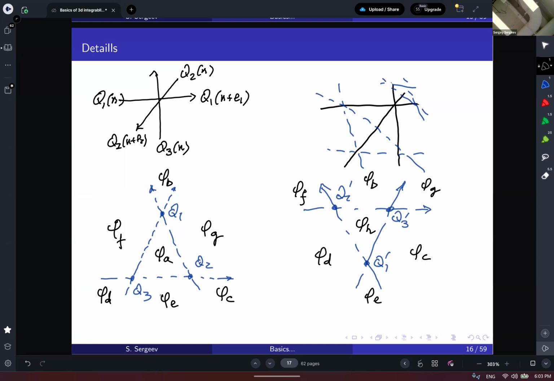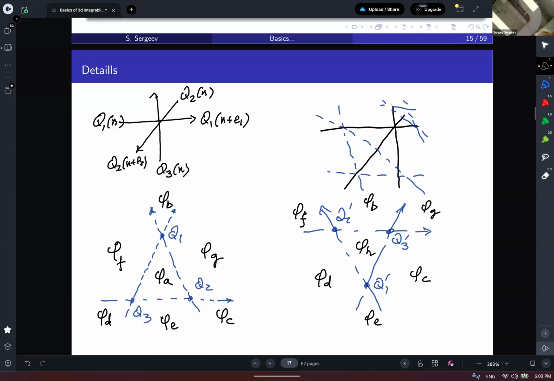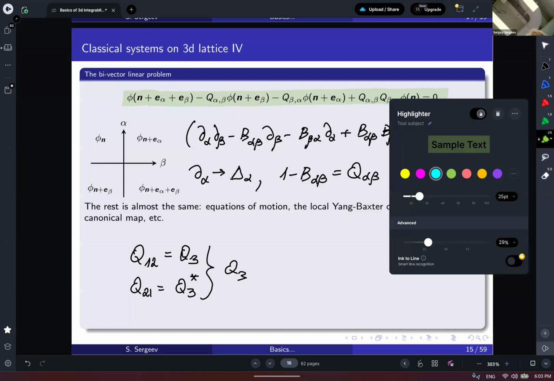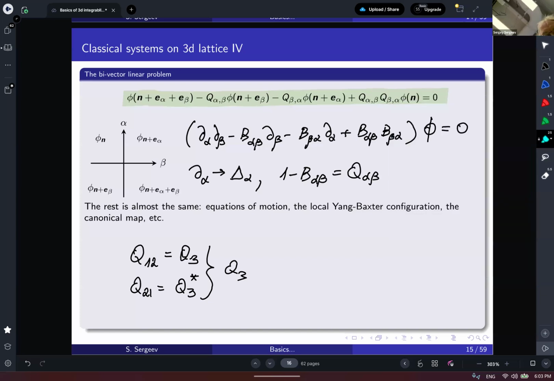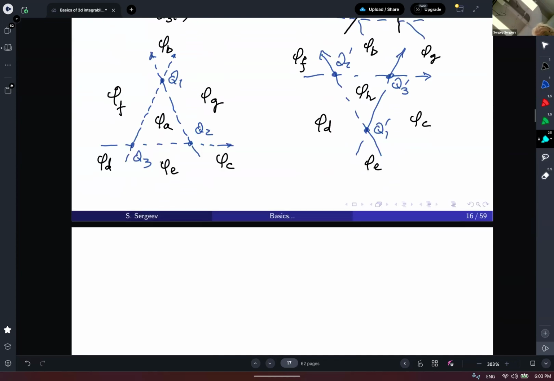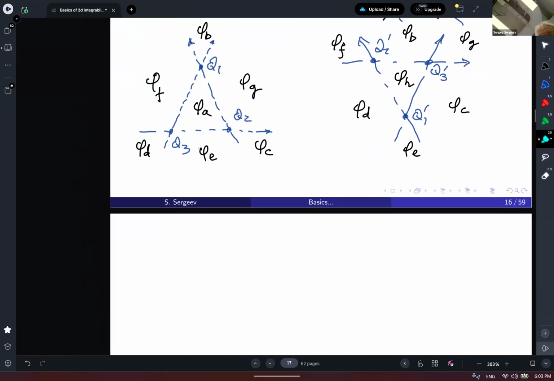Then we can write down a set of relations that are highlighted in green. Very strange color. Let me change this color. I don't like it. It could be blue. So this color is better. Well, write down the set of auxiliary linear problems.